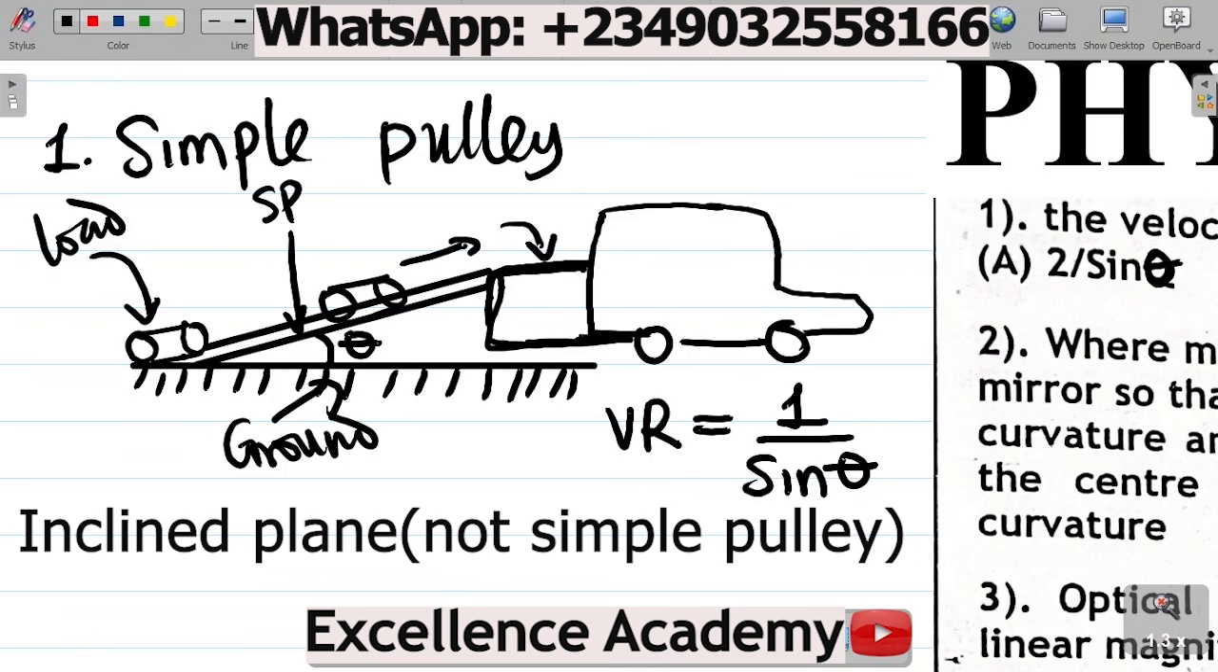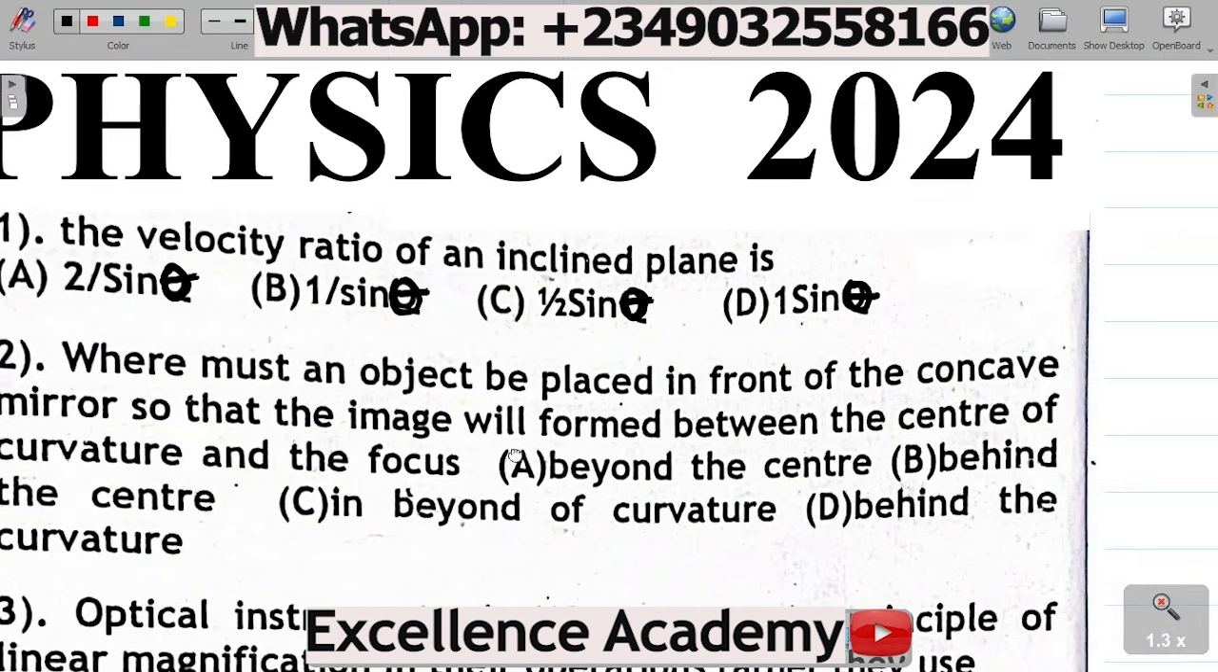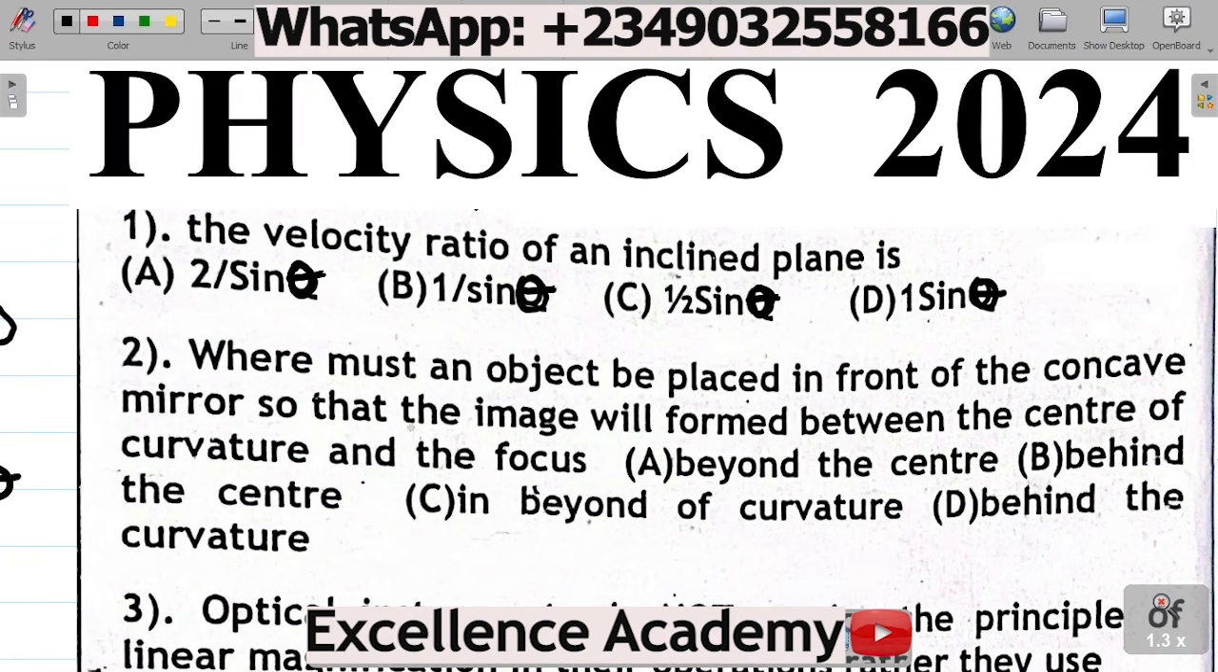I've explained why it's 1 over sine theta in our previous class on machines. So go check our JAMB playlist, look for the video tutorials on simple machines, and you will see why this is 1 over sine theta. So for this question, the correct answer is B, 1 over sine theta. That's your answer.